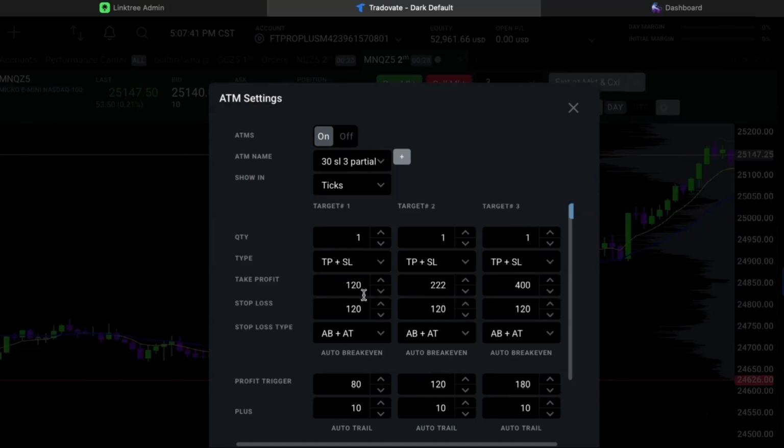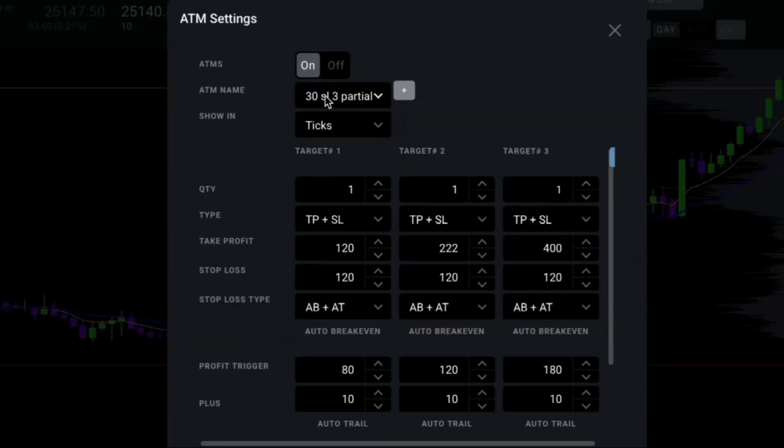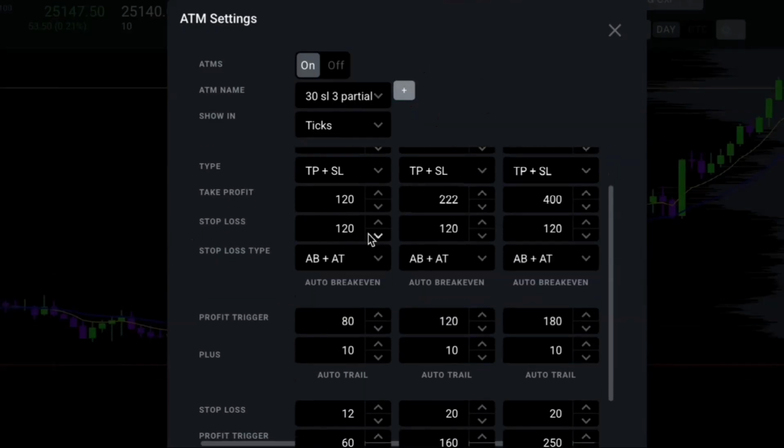This is just what I'm using now. I'd like to have closer to 10 or 20 points on a slower moving market, but right now we have a lot of volume, a lot of momentum going on in the market, so we need a little bit more. 30 points, 30-point stop loss, 3 partials. You'll notice these are all very, very comparable, but you'll notice my stop loss is set to exactly 30 points. Then I have 3 different targets, right?